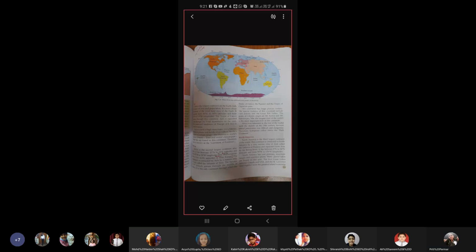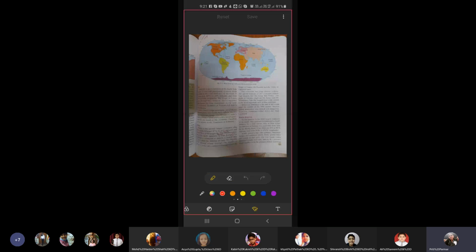Arctic Circle is passing somewhere from here. Oh, it went a little wrong. The Arctic Circle passes. Okay. Is it 66 and a half? You can just count and see.